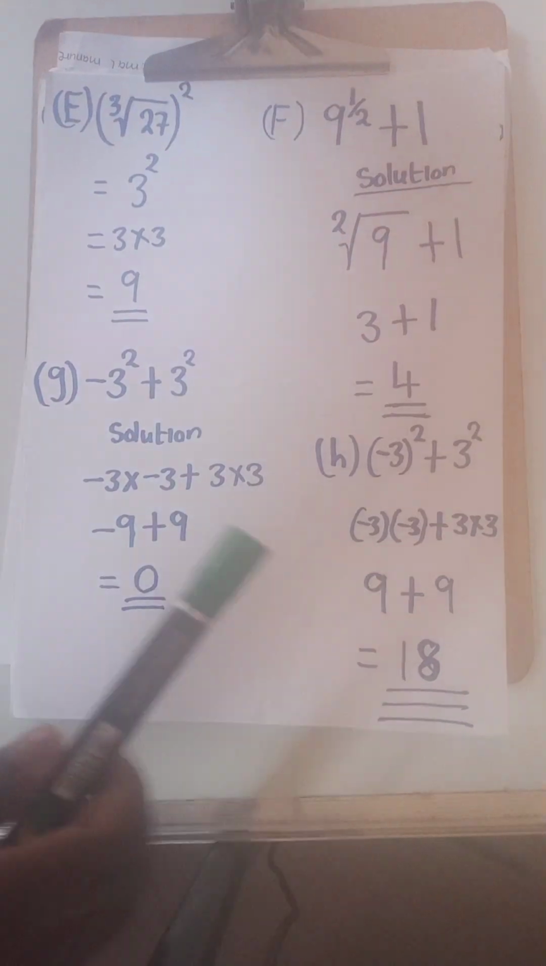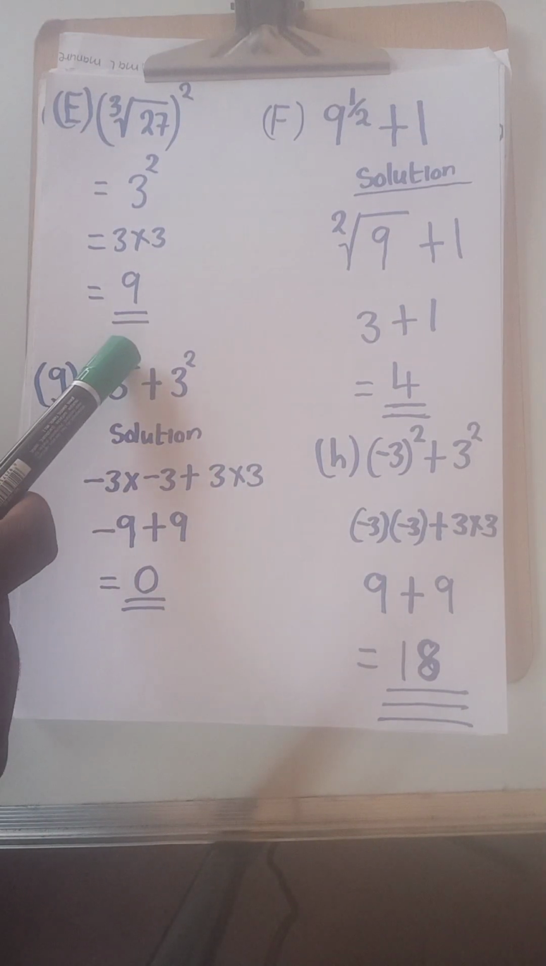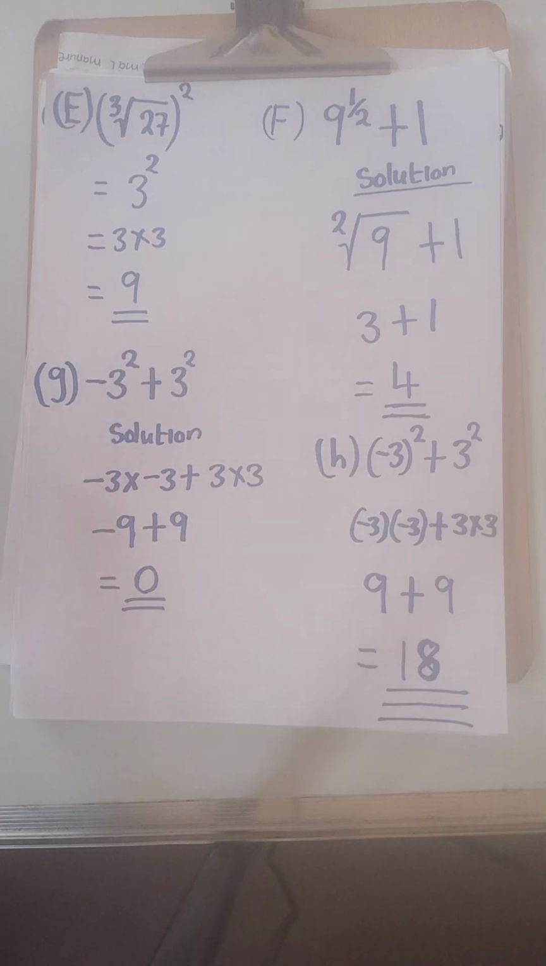We come to G. Negative 3 squared plus 3 squared. This is where people make mistakes. Once the number is not inside the brackets, it will maintain the same sign. It only changes the sign if it's inside the brackets. So this is negative 3 squared plus 3 squared. You multiply, and the sign will remain the same, which is a negative. It only changes if it's inside the brackets.